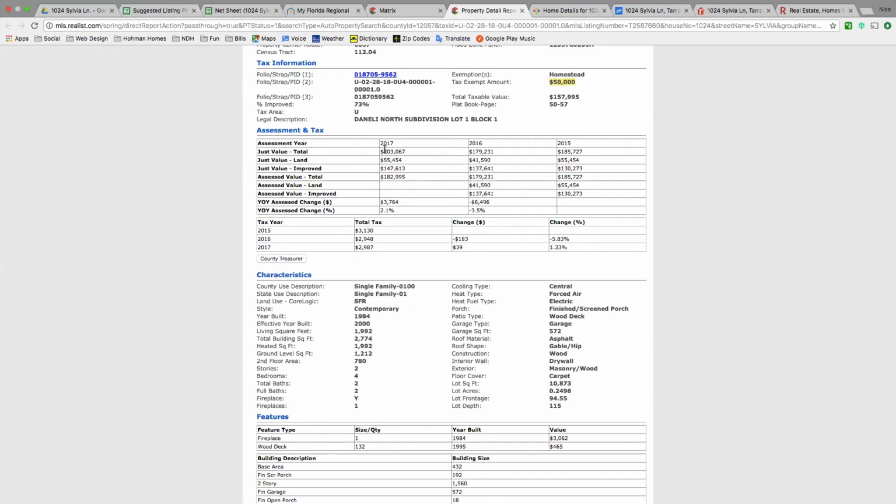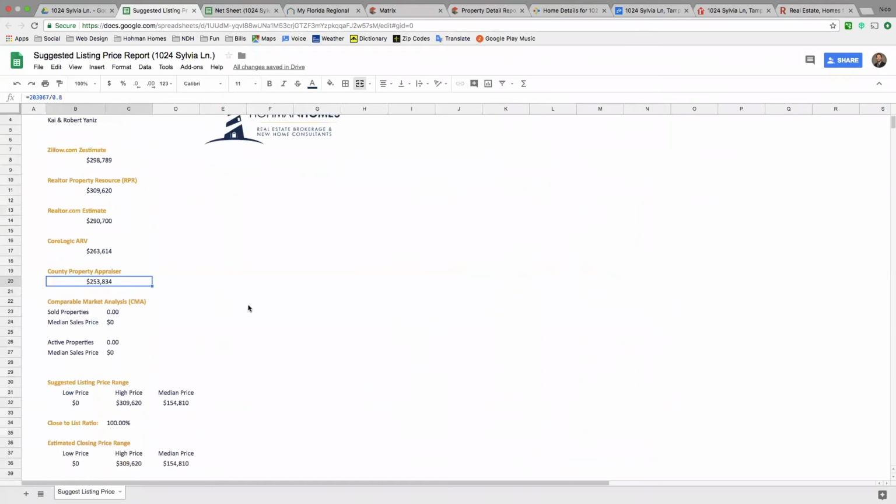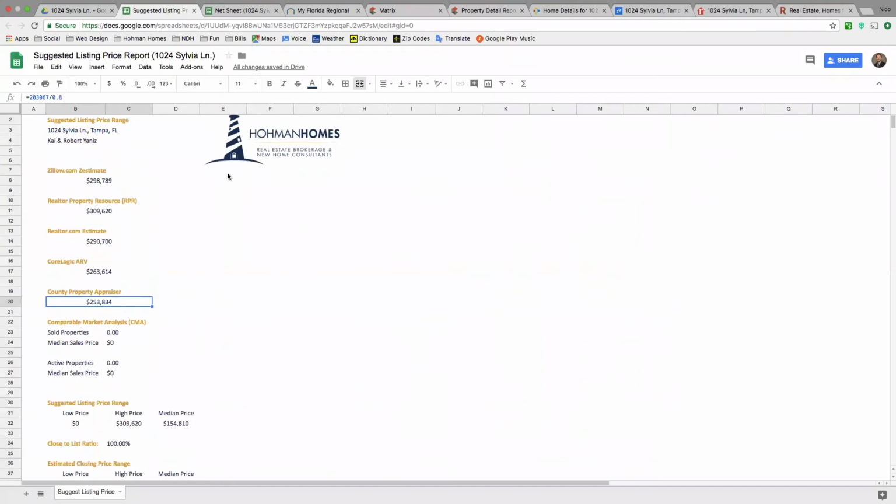So knowing that, we have to add back in that value. Even though we have a price point here, 203,067, we have to add that 20% back in. So 203,067 divided by 0.8, or 80%. Now, realistically, this is what our county property appraiser would have to say for this price point. And as you'll notice, it's still on the lower end of all of our valuations.